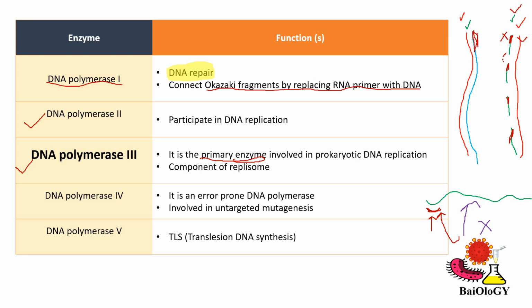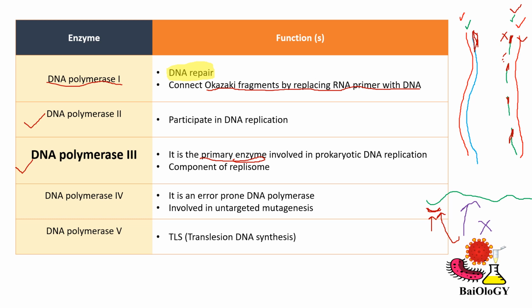So what happens after the laying of the RNA primer? The polymerase that comes and extends is DNA polymerase 3. DNA polymerase 3 is responsible for adding nucleotides to the 3' OH, which is provided by the RNA primer. In other words, it is a component of the replisome. It is responsible for replication, the main enzyme, the primary enzyme.